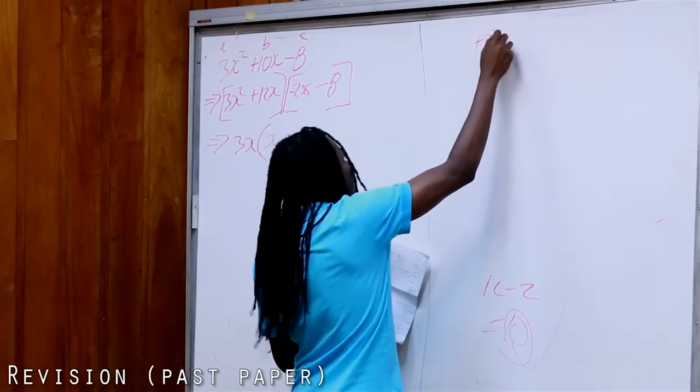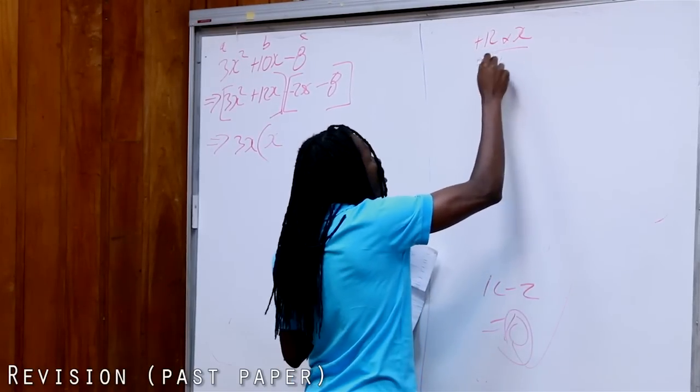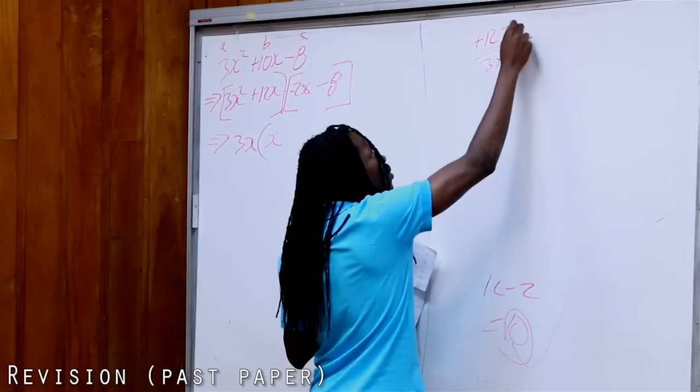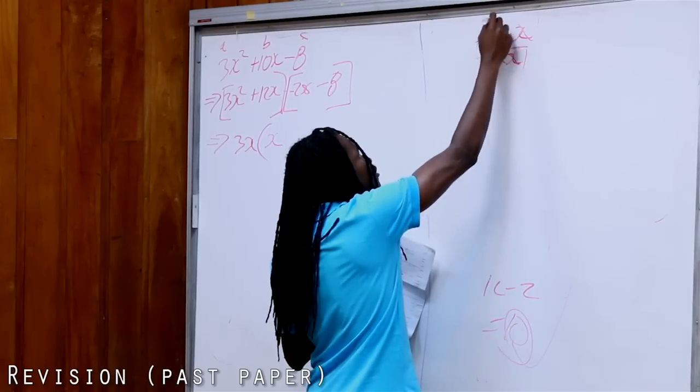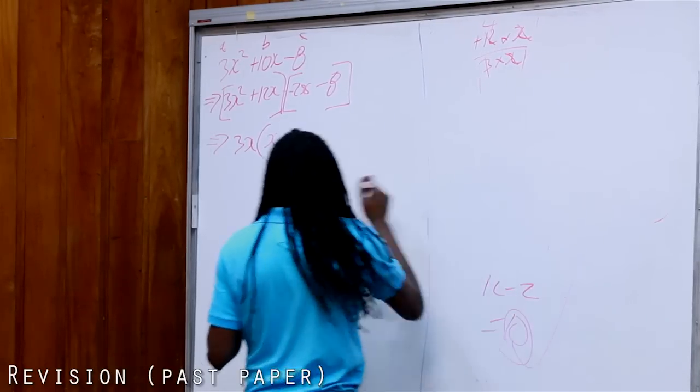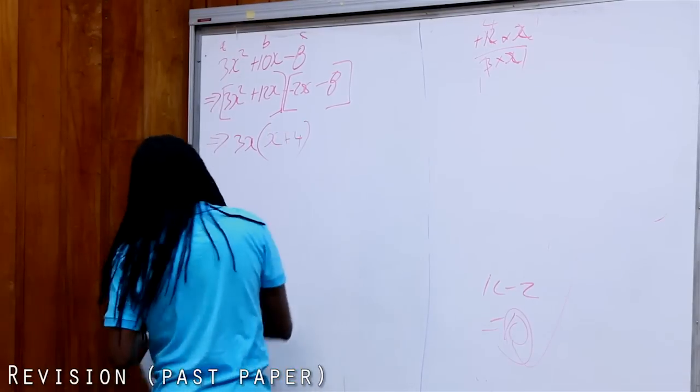Positive 12 times x over 3 times x. X into that 1, x into that 1, 3 into 3, 1, 4. 4 times 1, positive 4. Everybody see that?